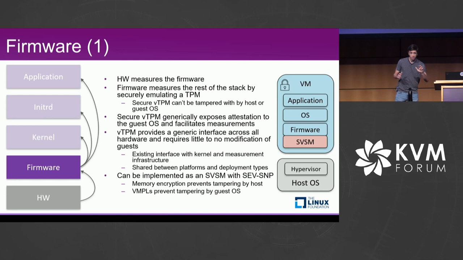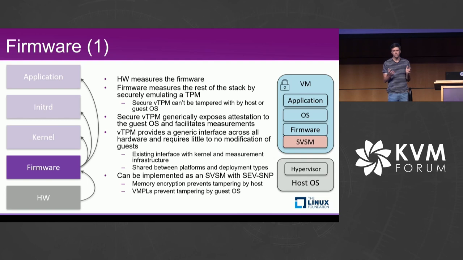The first approach we look at is the firmware-based approach. Essentially, the hardware measures the firmware, and then the firmware measures everything else. There are different ways to do this, but one way would be by having a secure vTPM in the firmware. Don't get too attached to the firmware language here. We're really talking about the initial memory load into the guest. So a secure vTPM, what would that even mean?